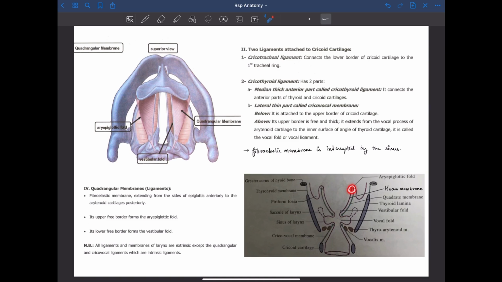The upper free border of the quadrate membrane gives the aryepiglottic fold. Can you guys see? Aryepiglottic fold. While the lower border gives the vestibular fold, okay. So we have finished the folds: vestibular fold, aryepiglottic fold, and here we saw the vocal fold. We finished 3 folds, okay. That's good, right? Now we are done with the cricothyroid ligament and quadrangular ligament, upper free border, lower free border, okay. That's what is given.